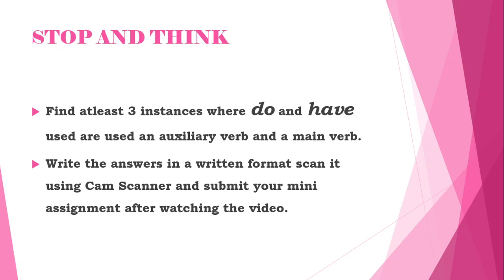Now your task is this: similarly, do and have are also primary auxiliaries, right? They also function as main verbs and auxiliary verbs. Find and bring three sentences each where do and have function as a main verb and as an auxiliary verb. Do as a main verb, three instances. Then do as an auxiliary verb, write down three instances. Similarly, have as a main verb, write down three instances. Have as an auxiliary verb, write down three instances.